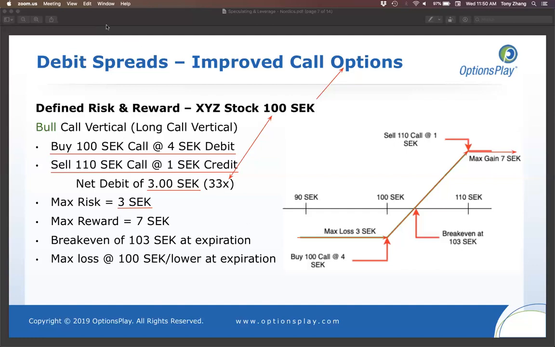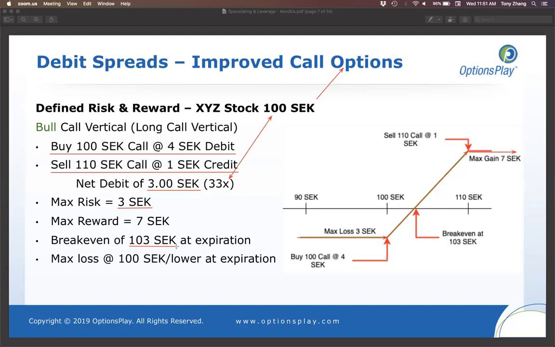Now, because I've only paid 3 crowns for this spread, my break-even price is reduced to 103. I've reduced my break-even price by 25%. Instead of having to go 4% to break even, now the stock only has to move 3 crowns or 3% to break even. So I've lowered my break-even price, which also means that I have a higher probability of making money on this trade, right?